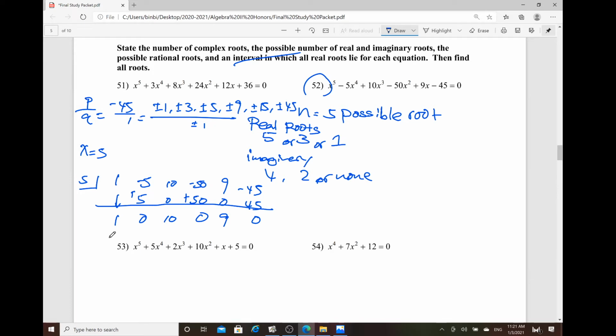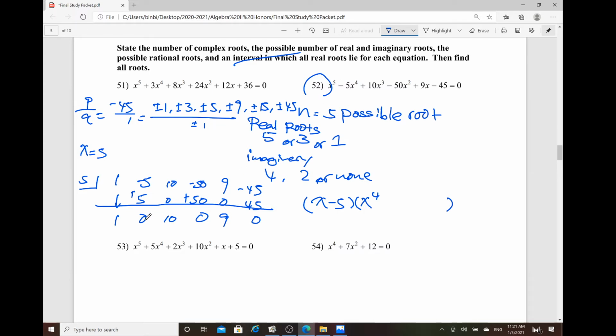And then you want to rewrite it. So this one is written as, well, starting with x minus 5, because that's the divisor. And then the rest is the quotient. So we do have 1x to the power 4. Again, anytime you divide by the divisor, the power is always reduced by 1.